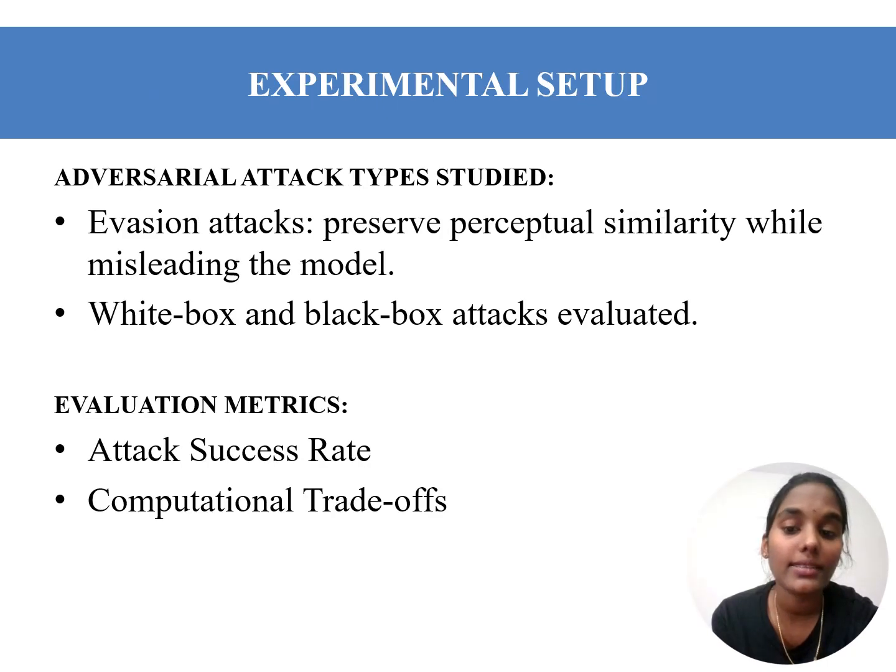Coming to the experimental setup, we have two types of attacks. We tested against two main types: white box attacks and black box attacks. In white box attacks, the attacker knows the model internals, and in black box attacks, the attacker only sees the inputs and outputs. These represent realistic threat scenarios. Coming to the evaluation metrics, we have attack success rate and computational trade-offs: attack success rate is how often attacks fool the model, along with how much more latency or power is consumed.